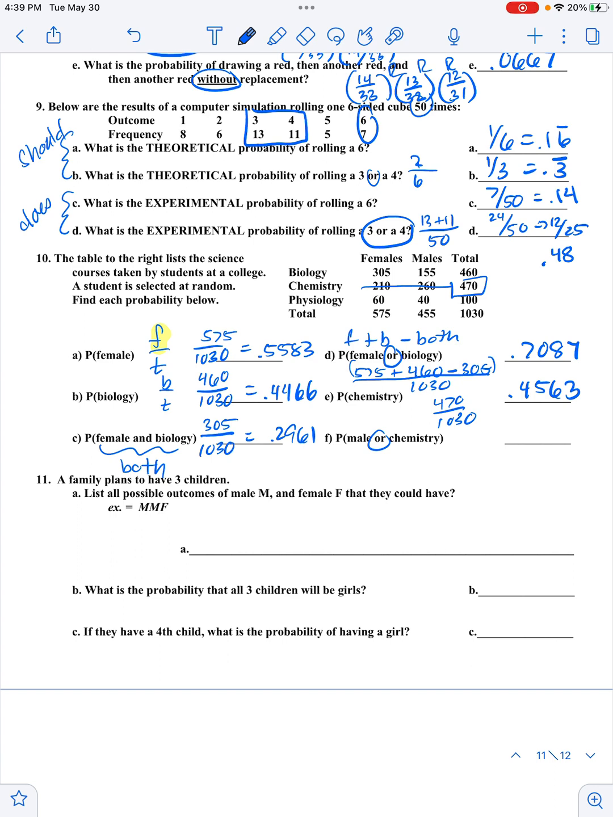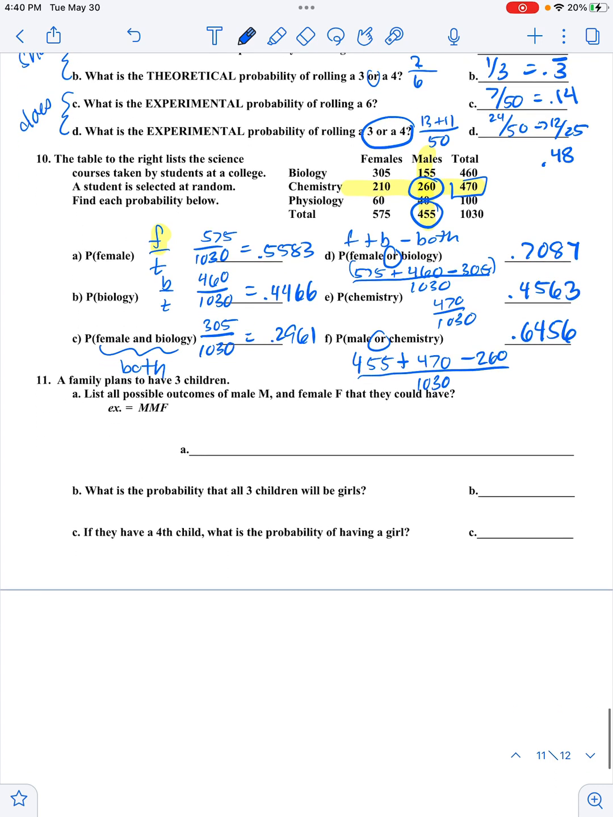So I need all the males, which is 455. Then I'm going to add the chemistry, which was 470. And then I'm going to subtract the overlap. And the place where those two overlap, if I said, okay, I'm looking at males who do chemistry, they overlap right here or intersect at 260. So those got counted twice and have to be subtracted. And then all over 1030, the total of all the kids. So 0.6456.